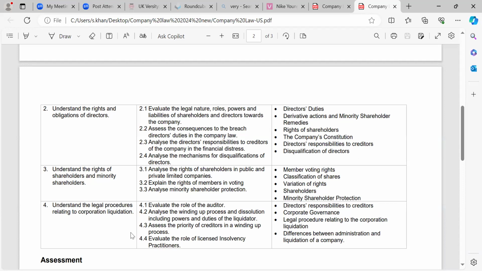the liquidation process. We then went on to look at 4.3, which is to assess the priority of creditors in the winding up process. And here we looked at secured creditors, who hold security interests or charges over specific assets of the company, such as property, equipment, or inventory. We then went on to look at the preferential creditors, who are entitled to priority payment over unsecured creditors, but rank behind secured creditors.